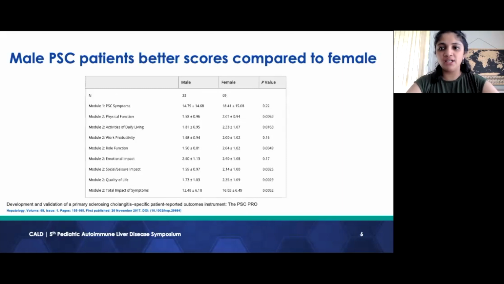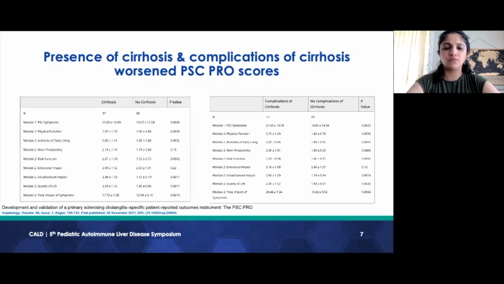Also, when comparing intergroup variability, male patients with PSC had better scores compared to females. There was no difference noted in PSC PRO scores between patients of different ages, with or without IBD, and also specifically ulcerative colitis, Crohn's disease, or FTI and oral FTI. Presence of cirrhosis and complications of cirrhosis definitely worsened the PSC PRO scores pretty significantly.